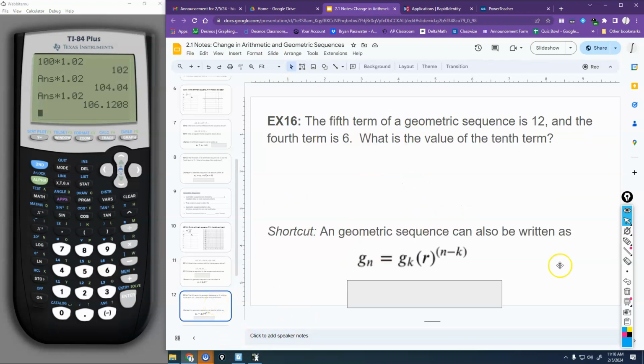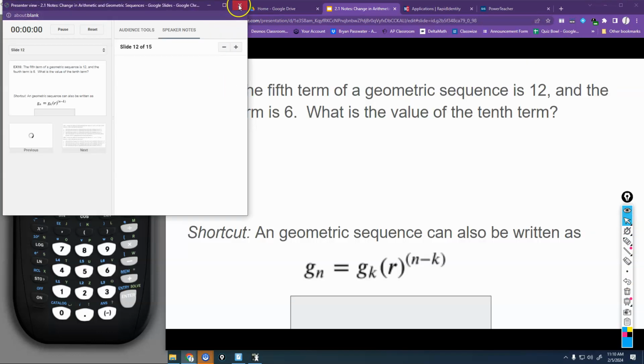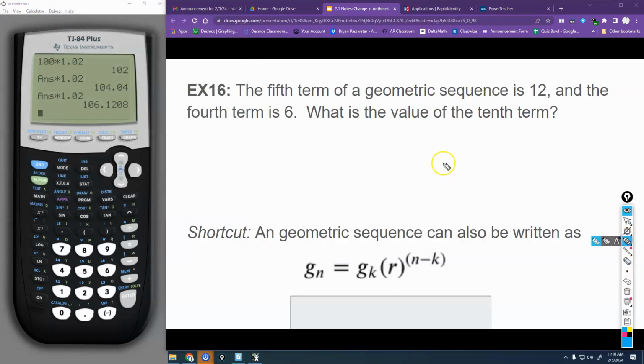All right, let's look at this next one. Again, we're kind of running out of time, so I'm going to do this one with you instead of letting you work on it, which I would have done if we were not running out of time. So for this problem, fifth term, I'm going to call it G sub 5, or you could call it A sub 5, whatever letter you want to use, but he uses G's a lot here, is going to be 12. G sub 4, and fourth term is 6.